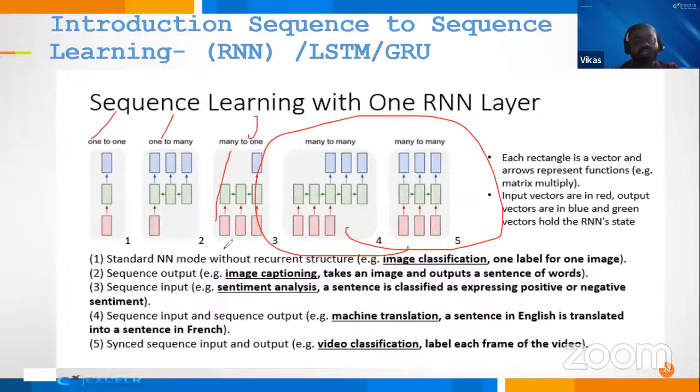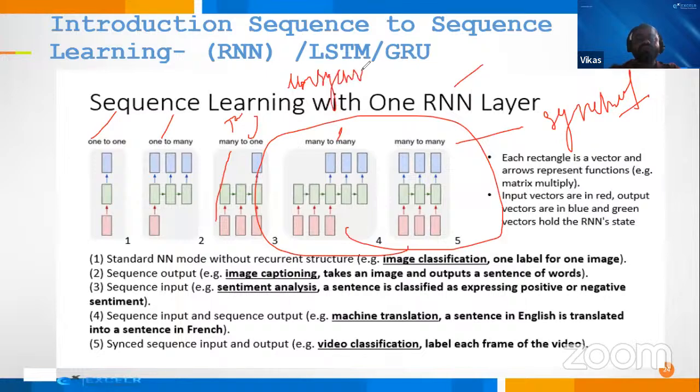Like we are passing multiple comments and trying to understand whether people liked it or not liked it. Or let's take the example now, many to many. Actually, in many to many, guys, there are two types of relationship that exist. One is called synchronized many to many, and one is called unsynchronized. Just forgive my handwriting. One is called synchronized, one is called unsynchronized.